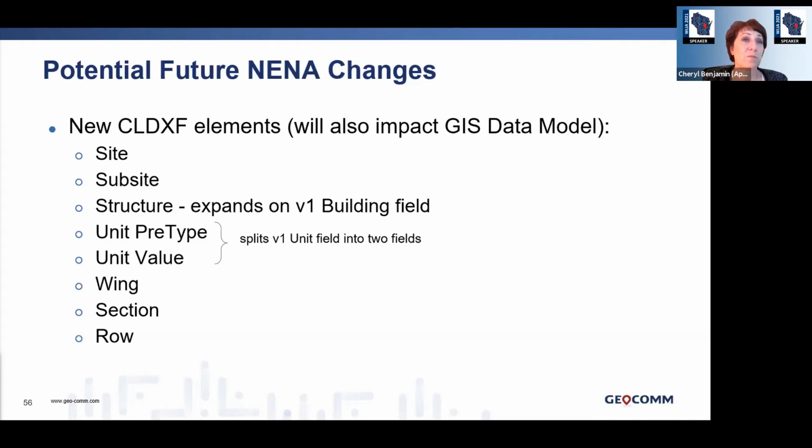Then the unit field is actually going to be split out into two values. You can have a unit pretype and a unit value. And then they're adding wing, section, and row. When they implemented the NENA standards, there were very different examples that came up where they could not easily parse an address or a subaddress into the existing fields within a structure or site. It just wouldn't fit easily. And that's why some of these fields were actually created.